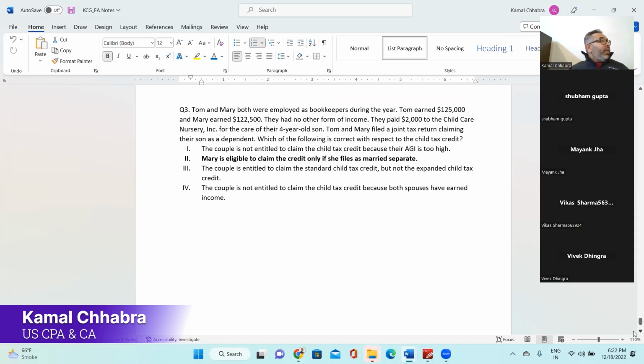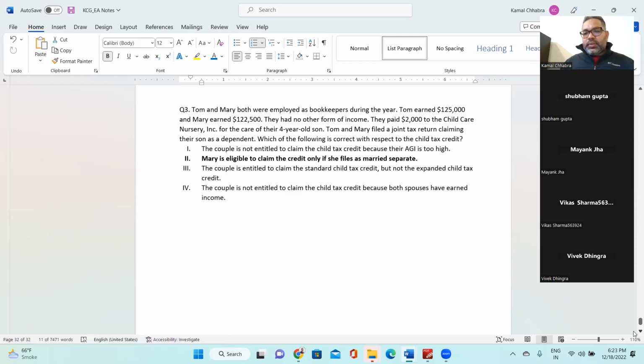So Tom and Mary are husband and wife. They are filing a joint return and they have paid $2,000 for the child care expenses. The goal of the question is, which of the following is correct with respect to child tax credit? First one is, the couple is not entitled to claim. Is the couple entitled to claim child tax credit or not? What is the threshold limit? $400,000 for married filing jointly?